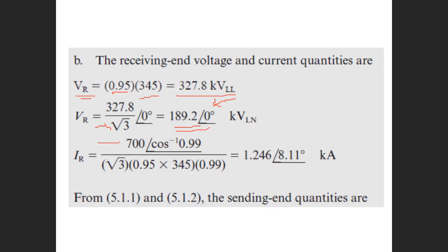And then we have the power. This is actually S equals P plus jQ. That's why I put cosine inverse, so this is an angle here. The power and an angle. Cosine inverse 0.995, and this is the voltage, the square root of 3 times 0.99. So this is the power factor. Then you can find IR, the receiving end current. This receiving end is for 3-phase or for single phase? The 1.246 kilo ampere, single phase or 3-phase?